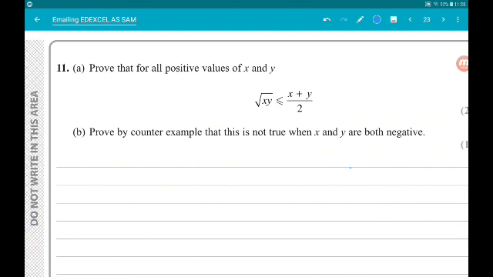Okay, number 11. So we got quite a tricky proof question here, but it's only worth 2 marks. Pretty tight. So we want to prove that for all positive values of x and y, root xy is less than or equal to x and y over 2. So, there are really 2 ways to do this, neither one is obvious. So, the way that I think about it is, how can we start to get an inequality involved?